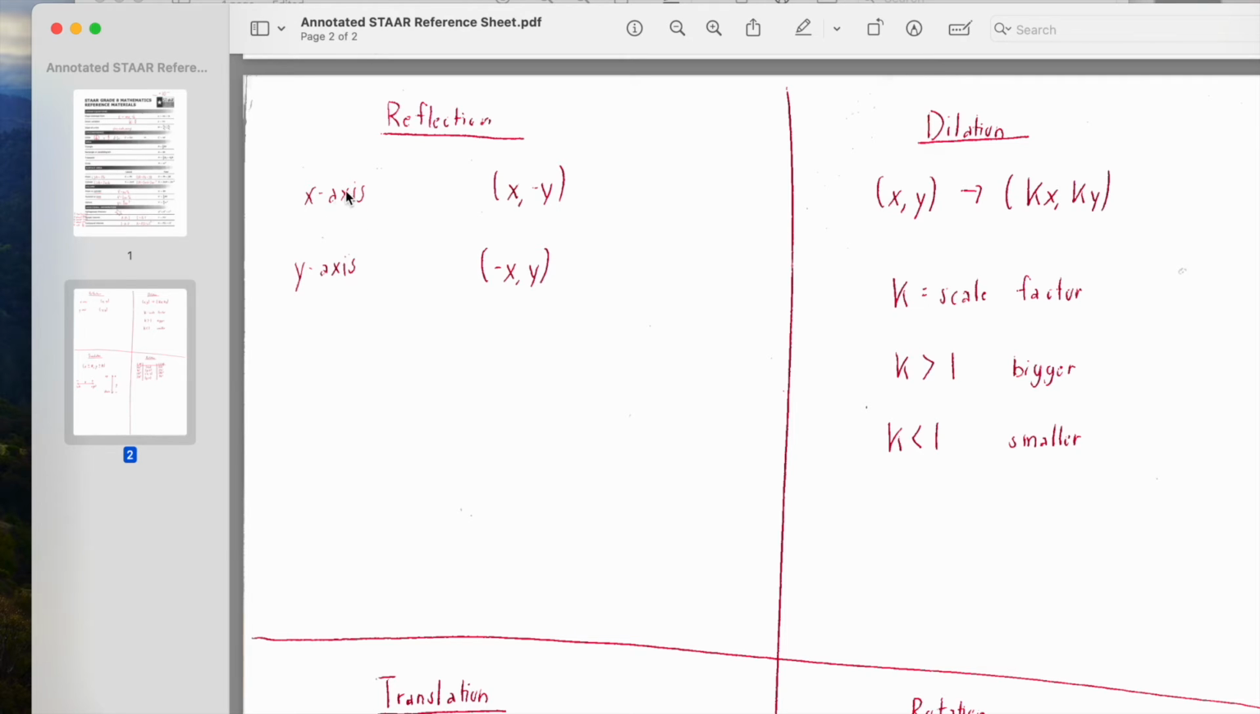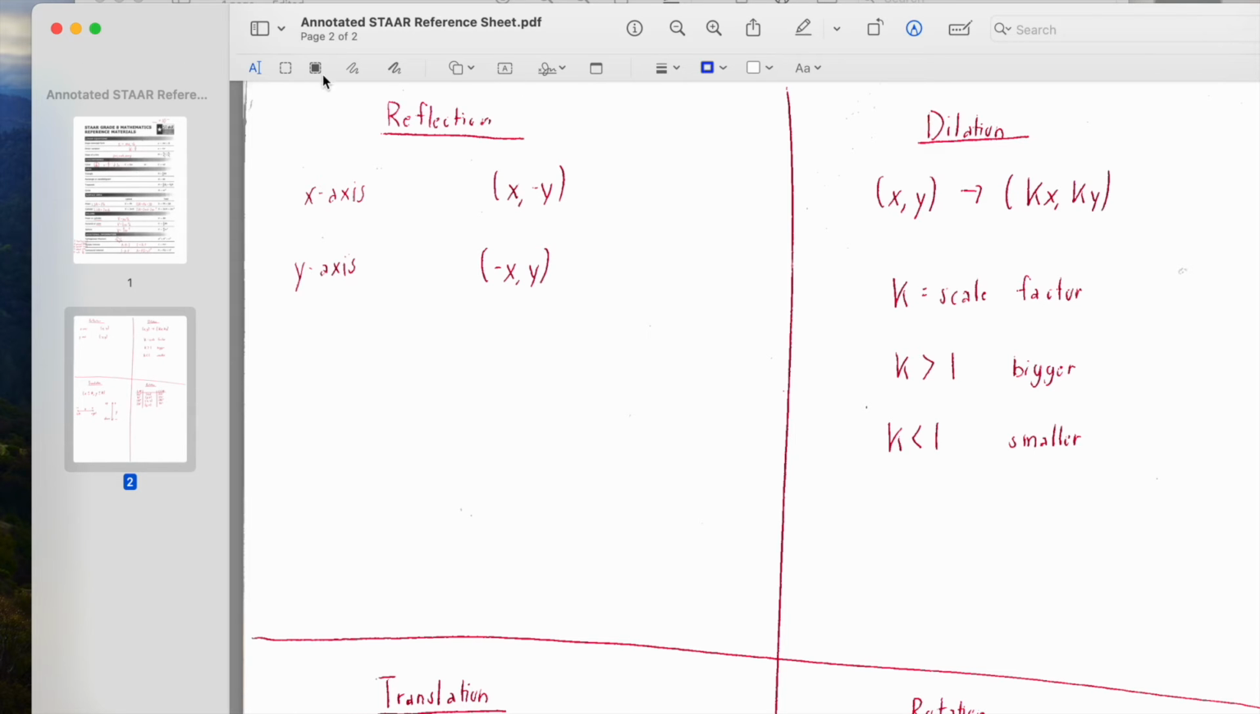And the one thing to remember when it's reflected across the x-axis is that the x-coordinate stays the same. Because we know that all rules, at least for transformations, start out with x comma y. So that's the original point or the old point. And so as you can see, when it's reflected across the x-axis, the x-coordinate stays the same. It's the y-coordinate that changes sign. So it's the opposite sign.